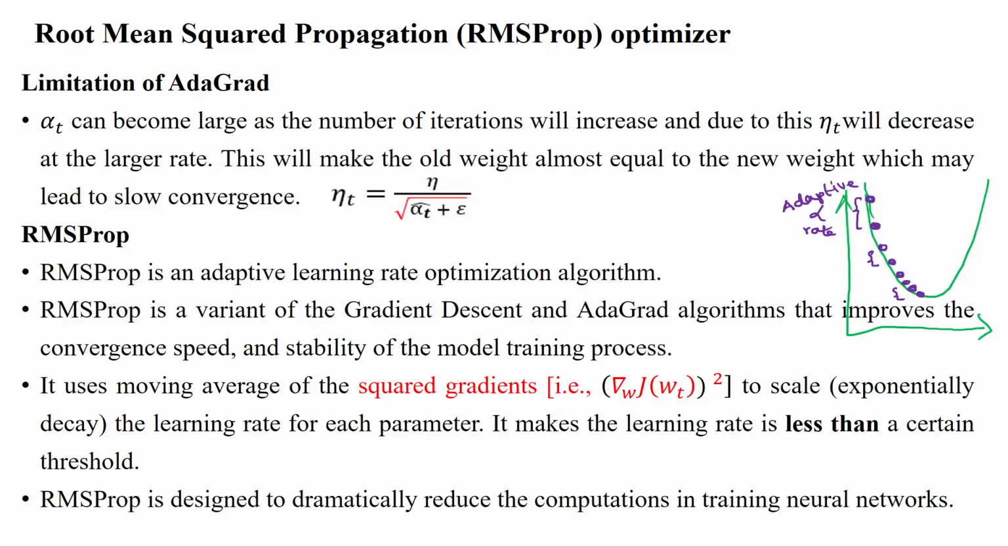Hello everyone, here we will discuss root mean squared propagation optimization. Simply it is called RMSProp.